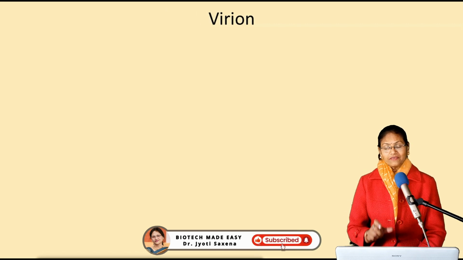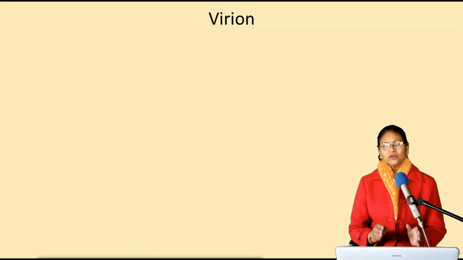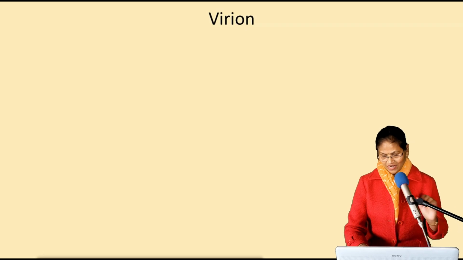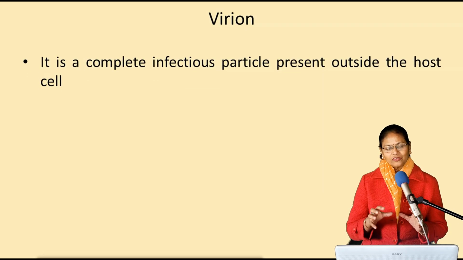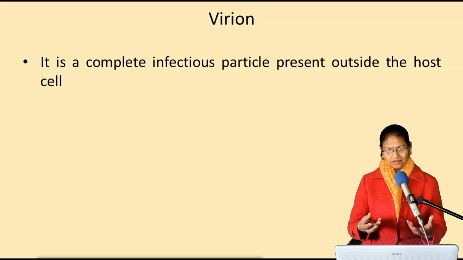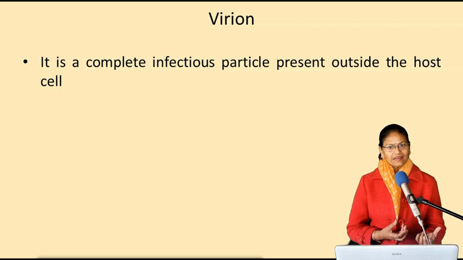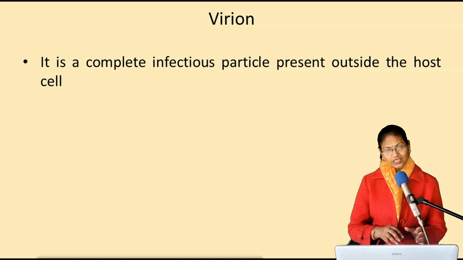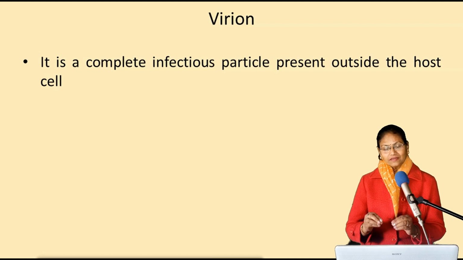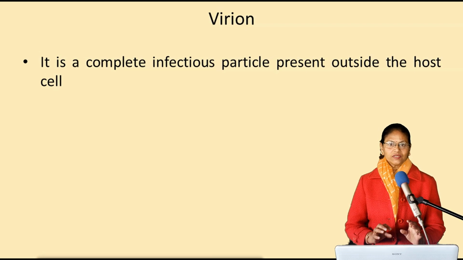Then the second term is virion. And the most confusion is between virus and virion. So let's see how. It is a complete infectious particle present outside the host cell. If you see the virion, then it will look exactly like virus. So it is a complete infectious particle. It has a potential to infect the host plant also. But virion is the term which is used when the virus is present outside the host cell.